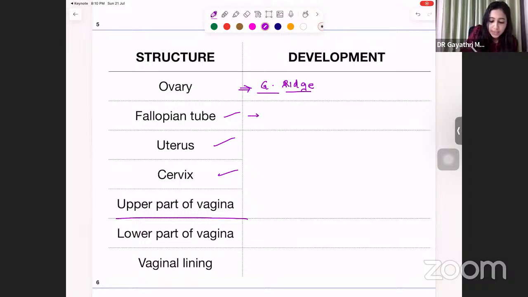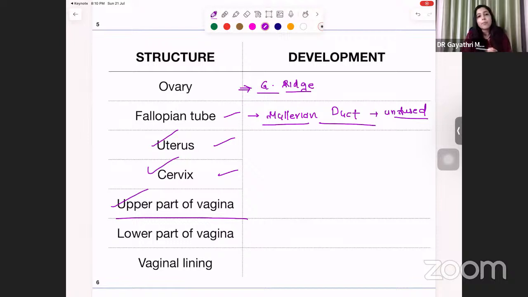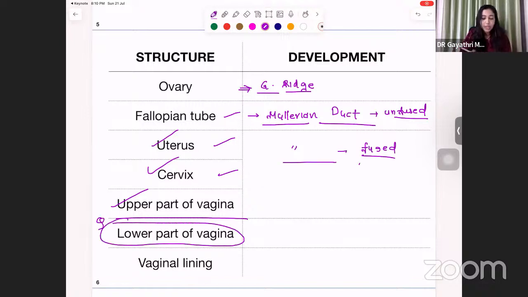So these are from the Mullerian duct. Among this, the fallopian tube is basically from the unfused part of the Mullerian duct, whereas your uterus, cervix, and upper part of vagina are from the fused part of the Mullerian duct. The lower part of the vagina, which is given in the question, basically arises from the urogenital sinus. As you see, the vagina has dual development. That is, it has some contribution from the Mullerian duct and some contribution from the urogenital sinus.